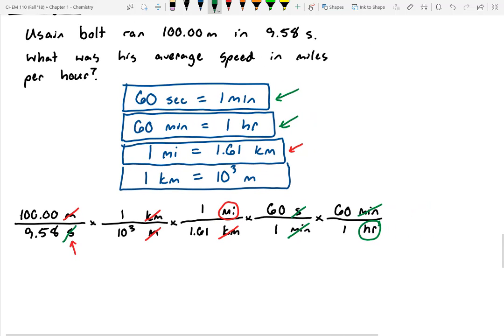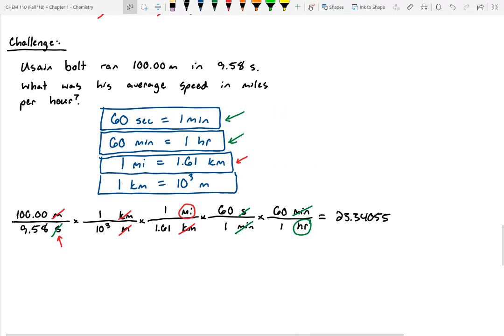So we can go ahead and plug this into our calculator. And I'm getting an answer of 23.340555152. Sorry, let me zoom out more. Miles per hour. However, that has way too many sig figs. What's the appropriate number of sig figs that we should have?